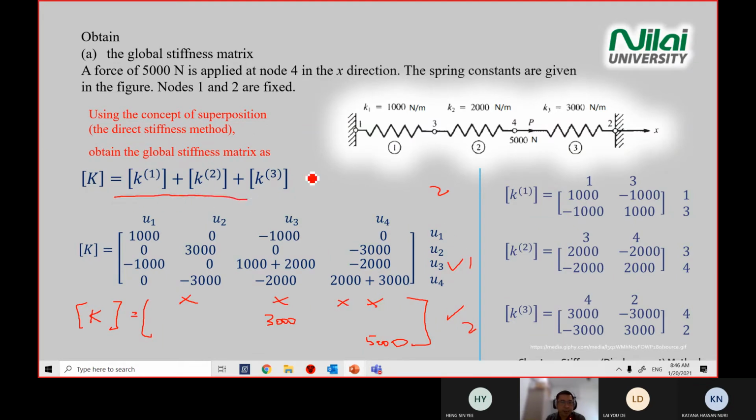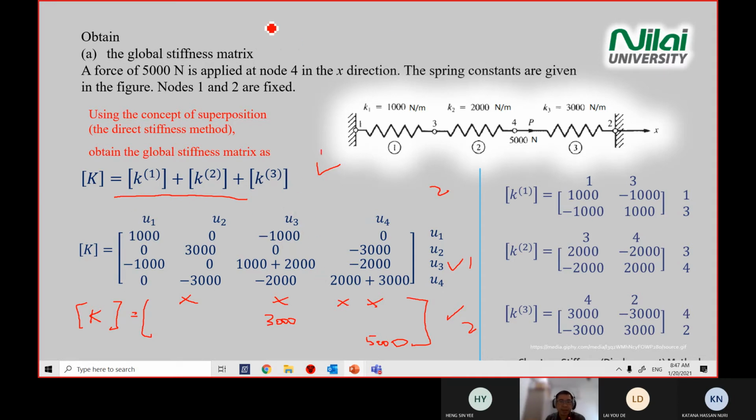This equation will give you 1 mark also. This equation is a general operation procedure where it tells the examiner or the marker what you do and how you get this answer. You tell the marker that to find the global stiffness matrix, you take the individual stiffness matrices K1 plus K2 plus K3. You just tell the examiner that you understand what you're doing. Okay, you will get 1 mark here.